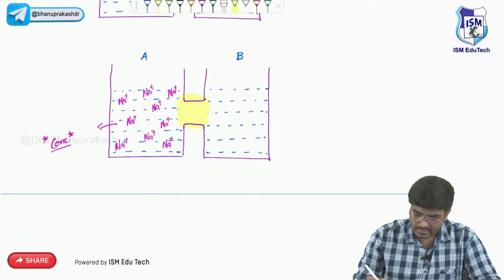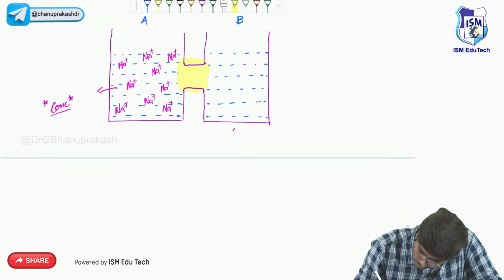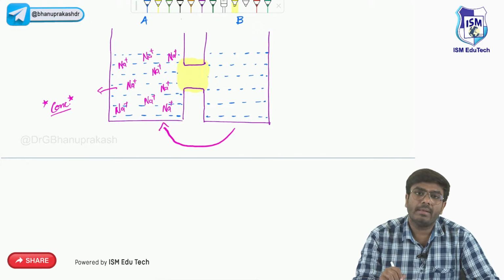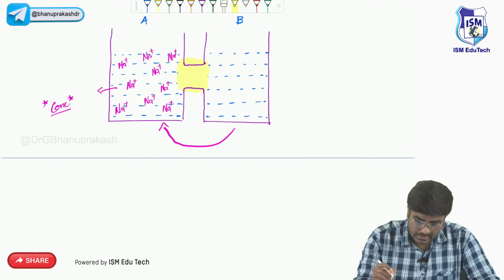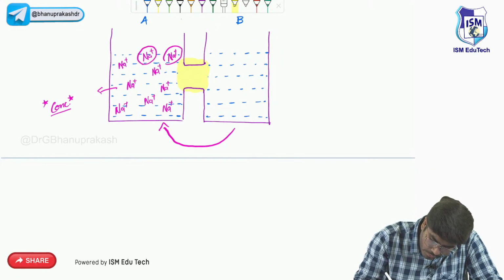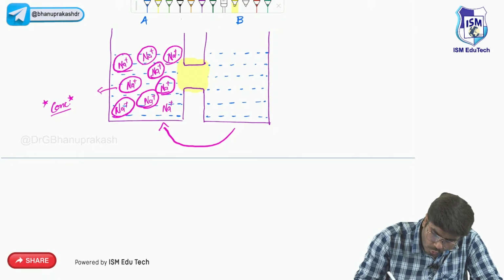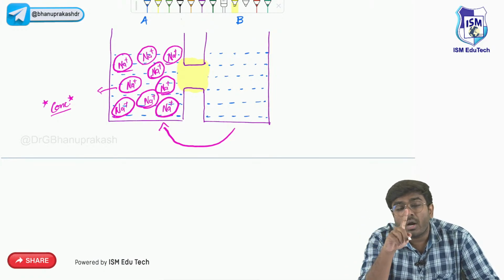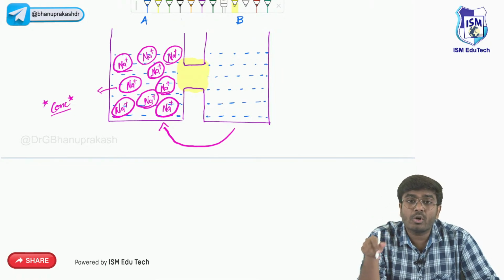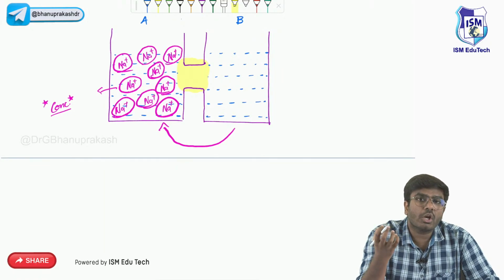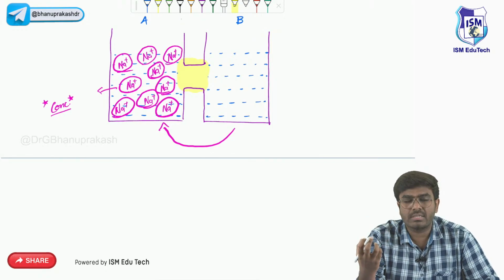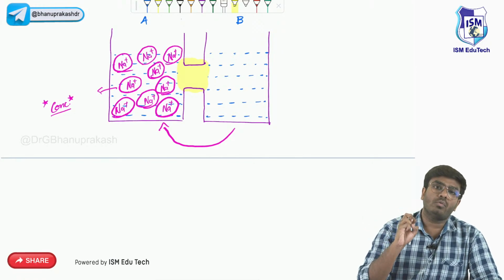Here, see, the water will start to move from B to A via the semi-permeable membrane. What exactly happened here? Wherever there is sodium, water will try to go towards sodium. Remember, for your entire life, wherever sodium goes, water will go along with the sodium. Why? Because sodium has a potential called osmotic potential. Sodium is an osmotically active substance, so it tries to attract water towards itself.